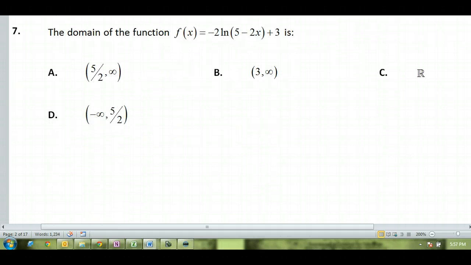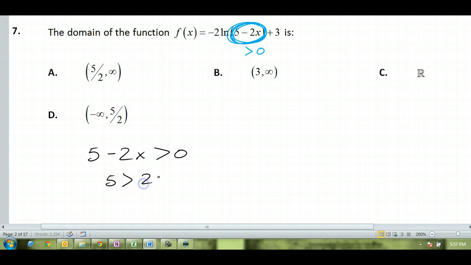Okay, 7. The domain. Now, for the domain of a log, I don't know if you remember, you can never write something negative inside the log. This has to be positive. That's how I'm going to figure out my domain. So 5 minus 2x has to be positive, which means 5 has to be above 2x, which means x, careful of the sign here, x is smaller than 5/2.